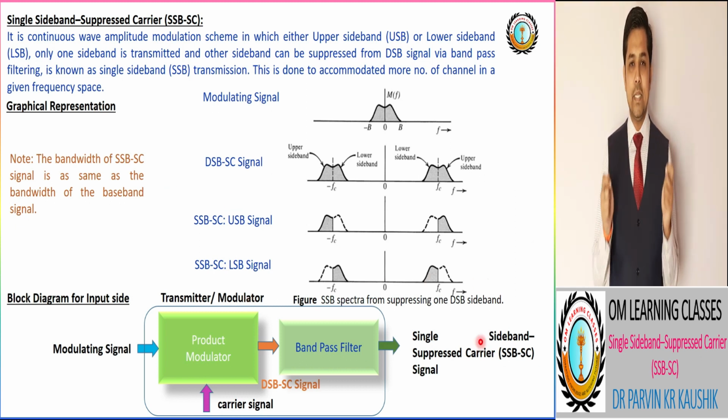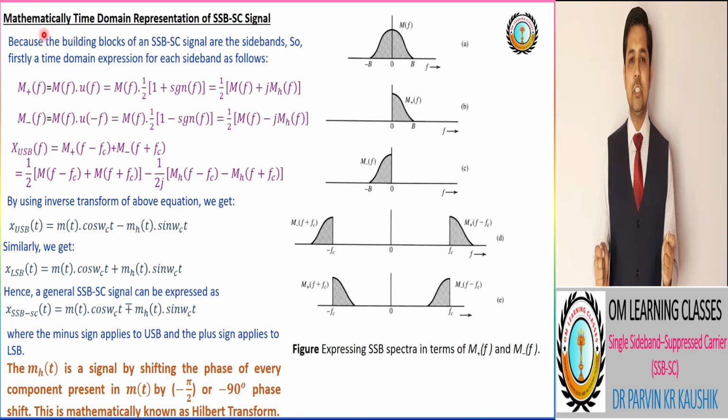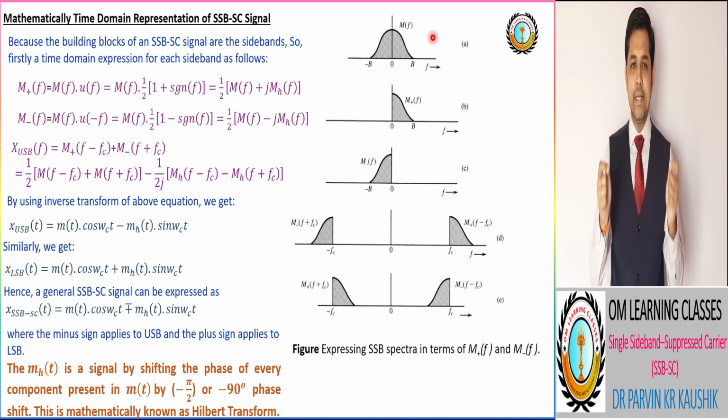Now we consider the mathematical time domain representation of the SSB-SC signal. Here we are going to find the time domain mathematical representation of the SSB-SC signal. The basic building blocks of the SSB-SC signal are the sidebands. So we start our representation by calculating the USB or LSB. Here we consider our given modulating signal, and its frequency domain representation is denoted by capital M(f).